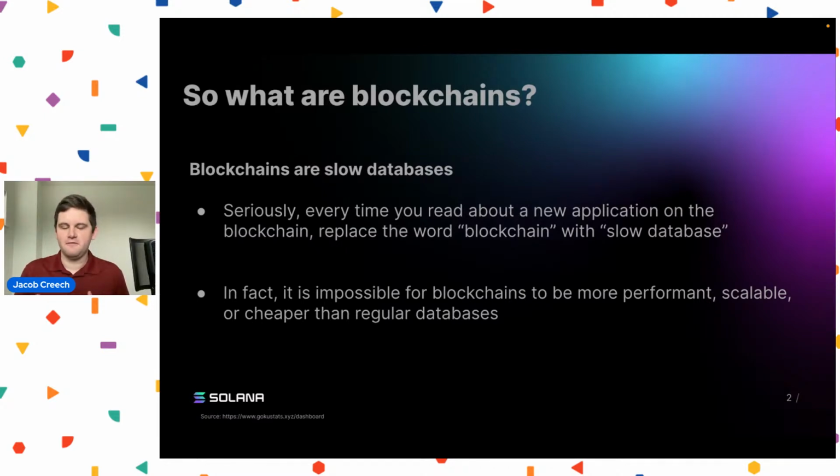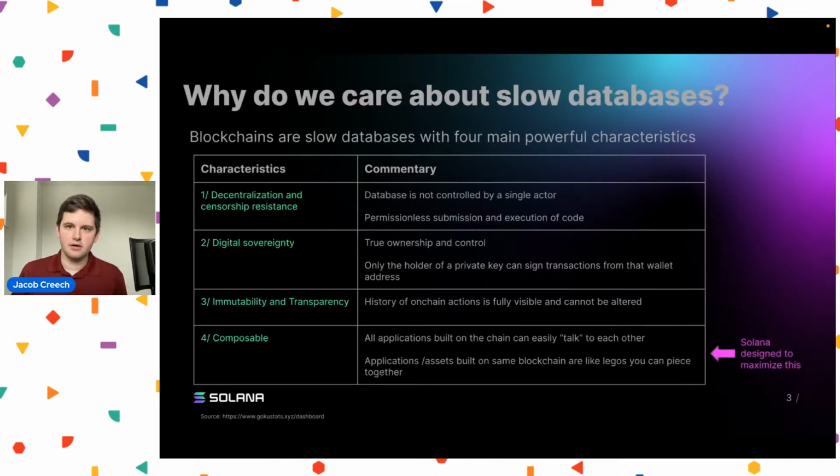So if you're familiar with something like Postgres or Aurora or MongoDB, a blockchain is just a database. It has entries, it has places for data to be stored, and it's just really slow. However, it has some good capabilities that are very unique to blockchains that databases don't have. As a blockchain, it's impossible for it to be as performant, scalable, or cheap as, say, your normal PostgreSQL database. So why do we care about these slow databases?